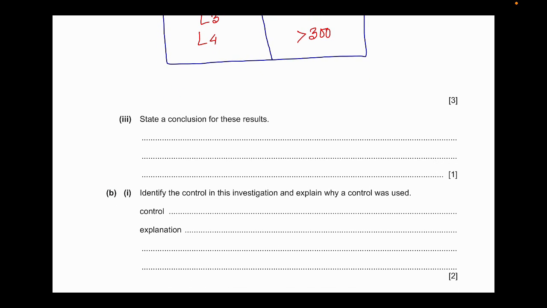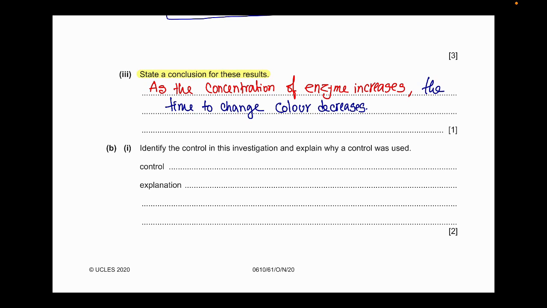State a conclusion for these results. Now we can say as the concentration of the enzyme increases, the time to change color decreases. B1. Identify the control in this investigation and explain why a control was used.